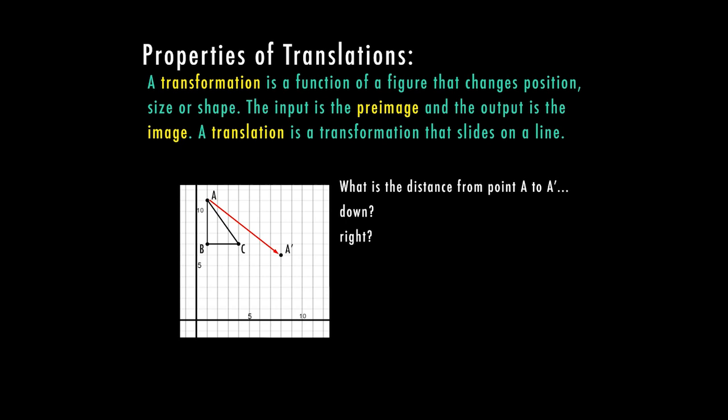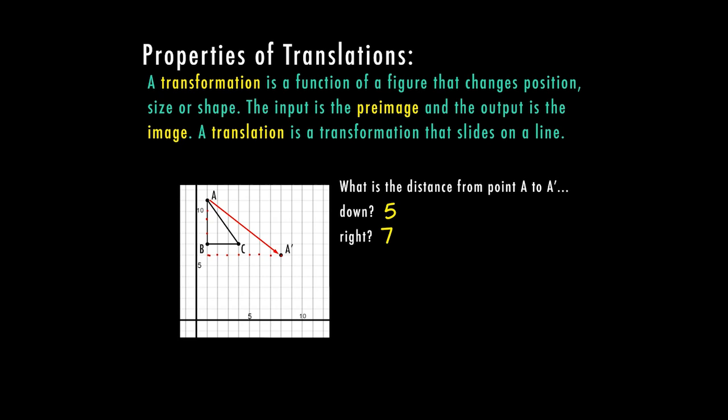So if we can first find the distance from the pre-image point A to the image point A, we want to go down and to the right. So if I'm going to count down, I'm going to go down to where this A is, which is at this point. So 1, 2, 3, 4, 5 places. So we just went down 5 places. And then we're going to go from there right 1, 2, 3, 4, 5, 6, 7 places. So that means I have to go back to the graph and I have to move the B and the C down 5, right 7 for their new location.